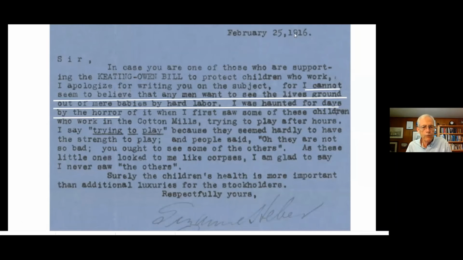And so she writes, "If you're one of those who are supporting the Keating-Owen bill to protect children who work, I apologize for writing to you on the subject, for I cannot seem to believe that any men want to see the lives ground out of mere babies by hard labor. I was haunted for days by the horror of it when I first saw some of these children who work in the cotton mills trying to play after hours. I say trying to play because they seemed hardly to have the strength to play. And people said, 'Oh, they're not so bad. You ought to see some of the others.' As these little ones look to me like corpses, I'm glad to say I never saw the others." And so she's writing about the issue of child labor.